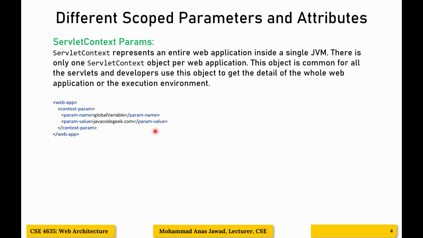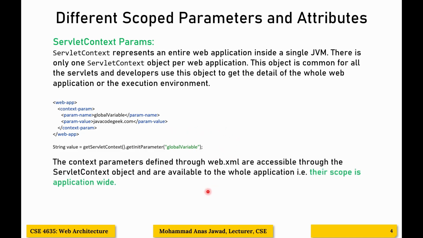Now, if you want to access the value of this context parameter, all you have to do is, inside any of your servlets, first get your servlet context object by calling the getServletContext method. And on that object, you call the getInitParameter method. Inside the getInitParameter method, you simply pass the key name of your parameter. So in this case, this value string variable is going to store the value javacodegeek.com.